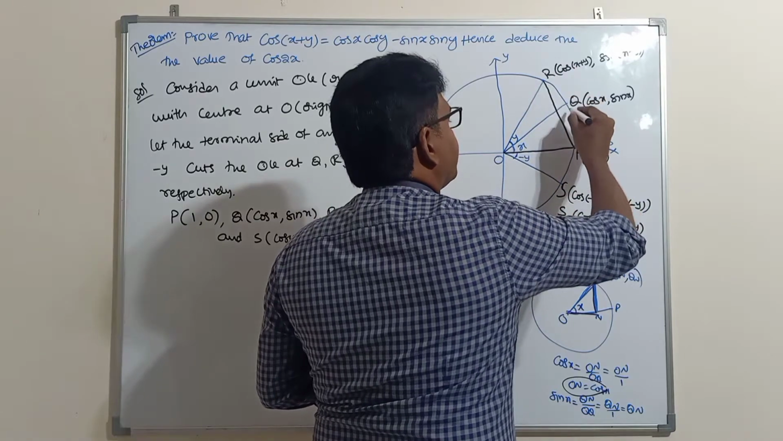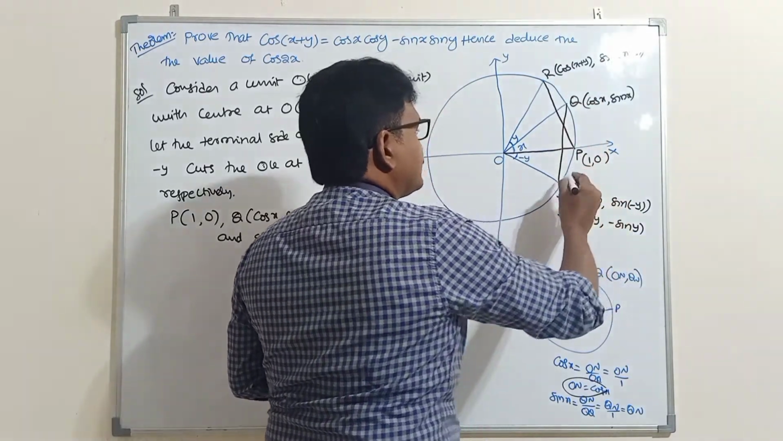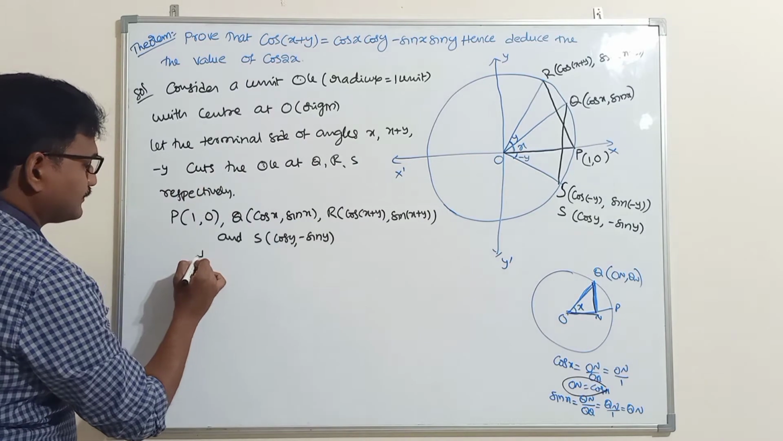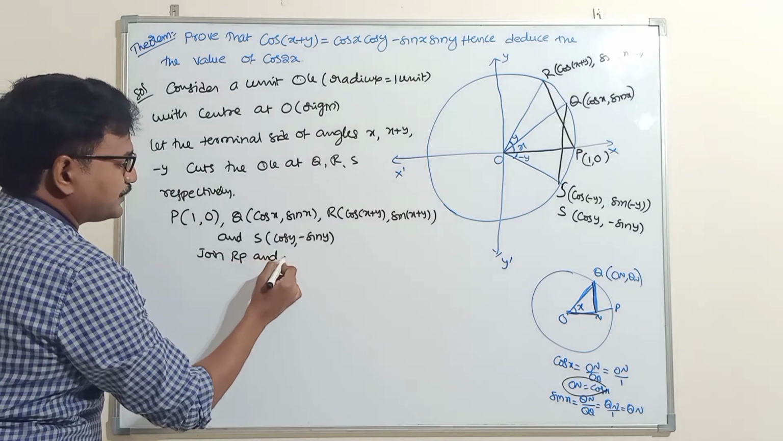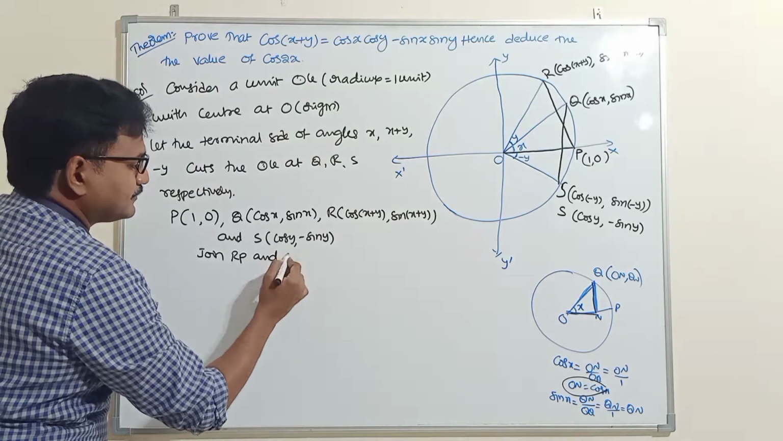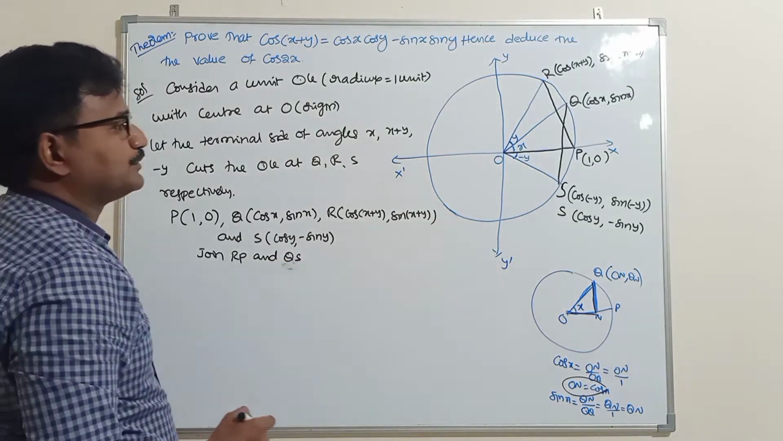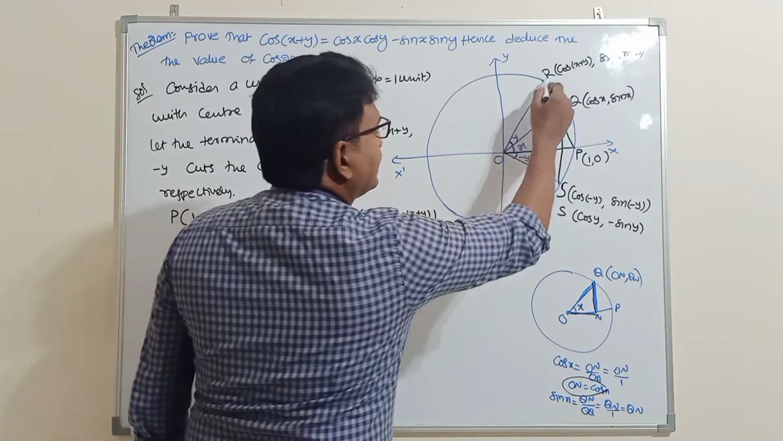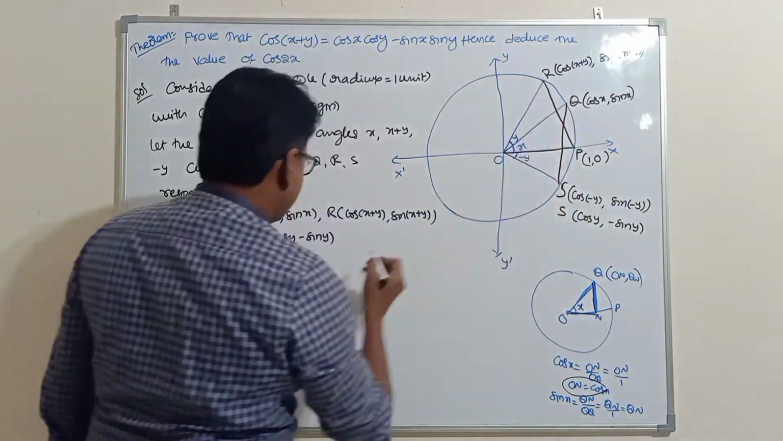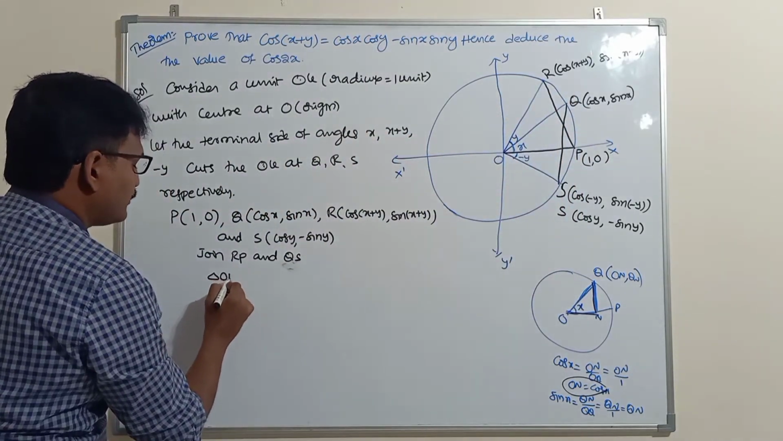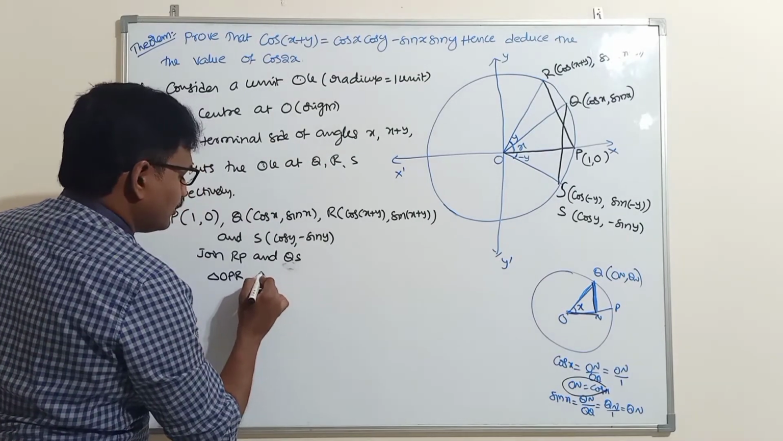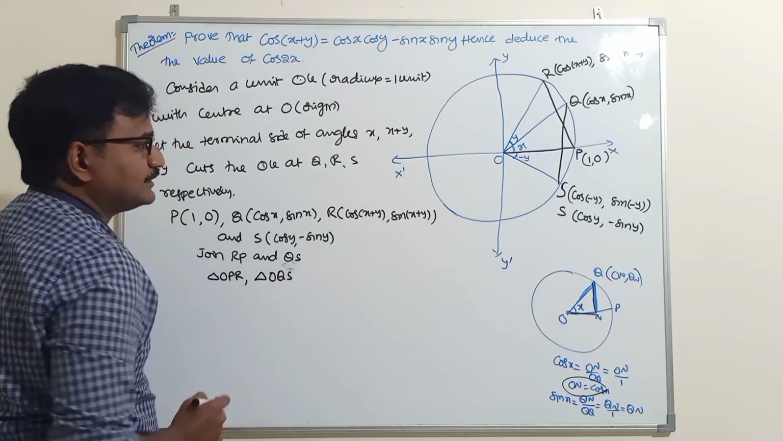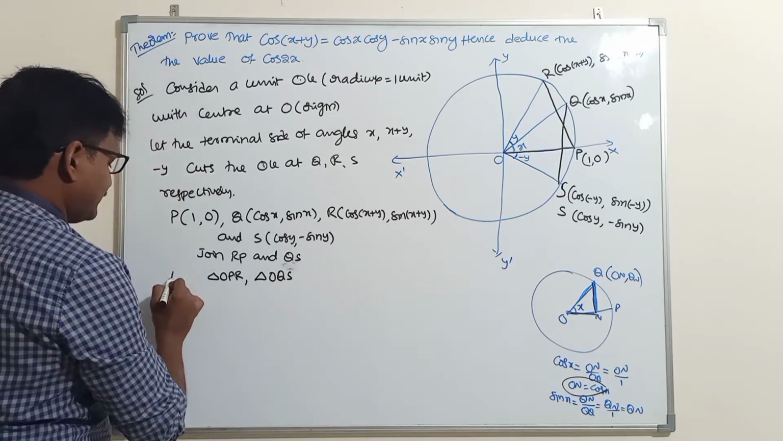Now if you join RP and QS, Q and S, there are 2 triangles. One triangle is OPR, and the other triangle is OQS.